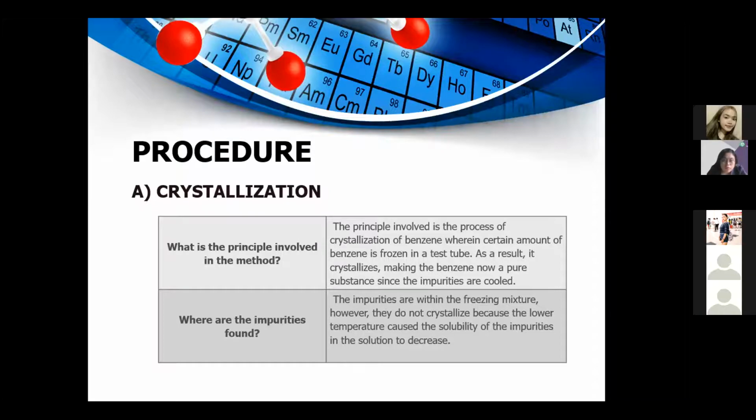What is the principle involved in the method? The principle involved is the process of crystallization of benzene, wherein a certain amount of benzene is frozen in a test tube. As a result, it crystallizes, making the benzene now a pure substance since the impurities are cooled. Where are the impurities found? The impurities are within the freezing mixture. However, they do not crystallize because the lower temperature caused the solubility of the impurities in the solution to decrease.